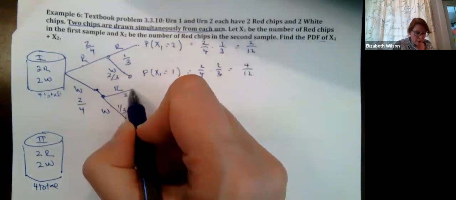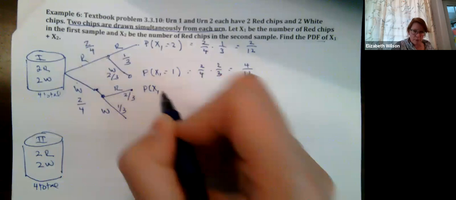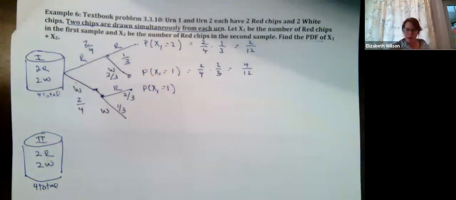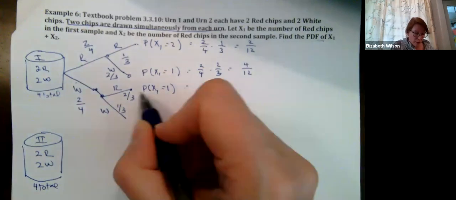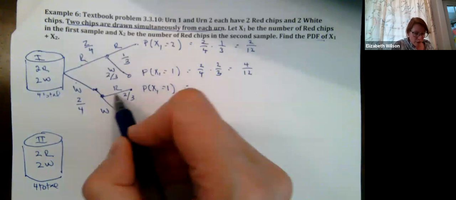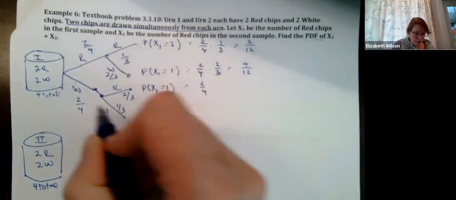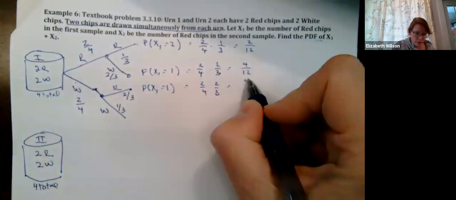Right here, I have 1 white chip, 1 red chip. So this is the probability that our random variable x1 is equal to 1 red chip. That was our random variable: how many red chips do we have? So x1 equals 1. I'm going to multiply the probabilities along this path. I went white and then red, so 2/4 from here, and then 2/3 from here, which is 4/12.